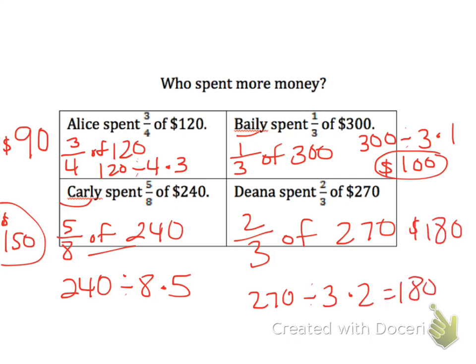So, who spent the most money? Looks like Deanna did, $180. Check over your work and see how you did.